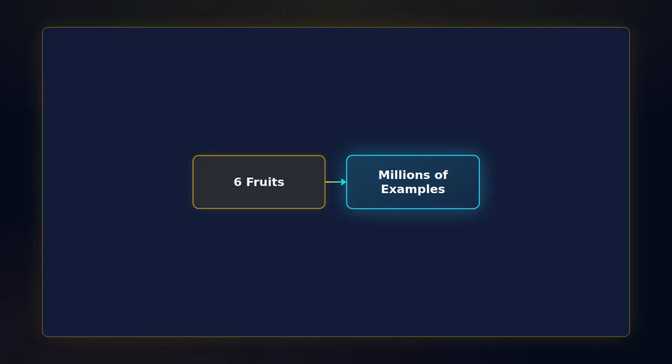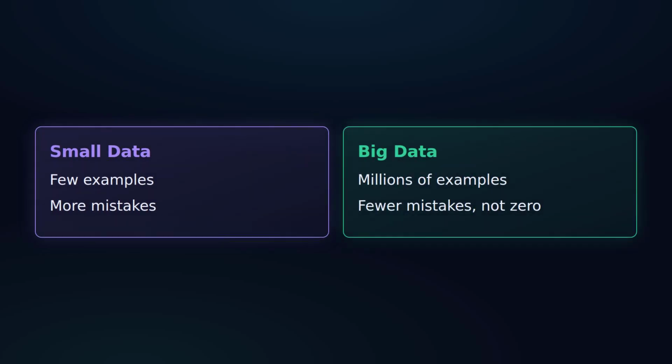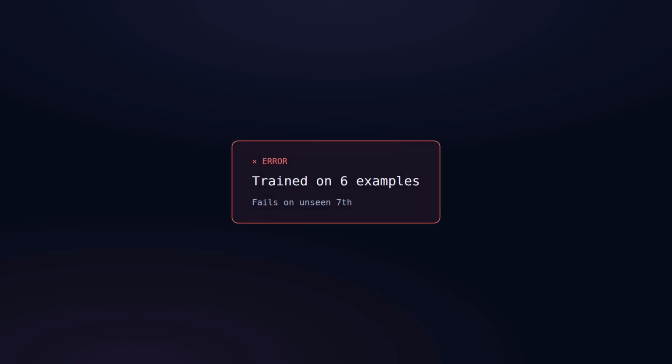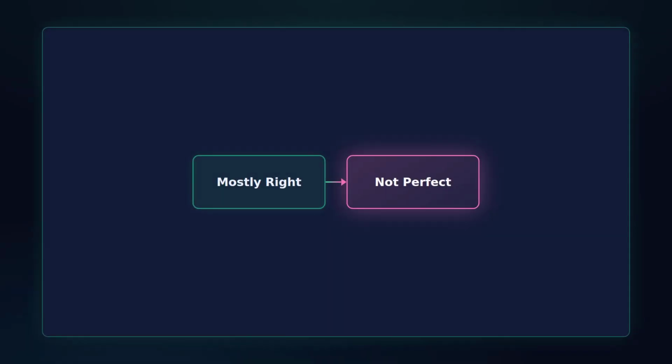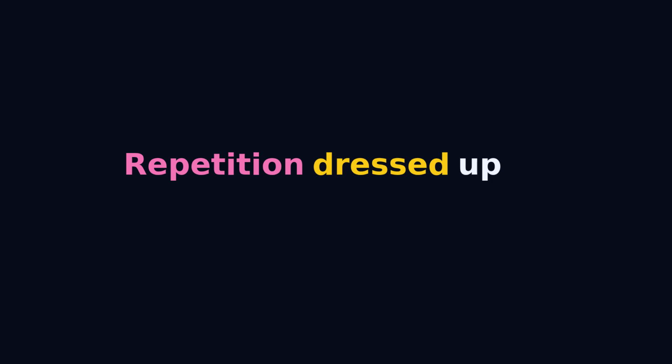Real models train on millions. More examples don't erase the ambiguous cases. They just improve everything else. Train it on only 6 apples, and it'll likely fail on a new one. That apple weighing 88 grams, some model somewhere still calls it a plum. And that's fine. Good models aim for mostly right, not perfectly right. That's the whole trick behind every flashy AI headline. Repetition dressed up as intelligence.